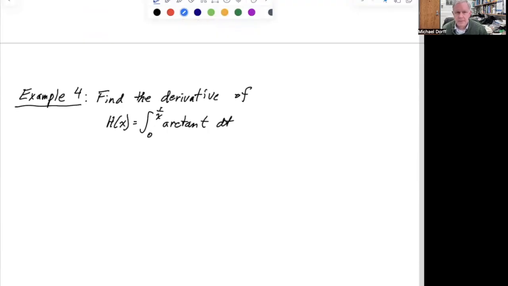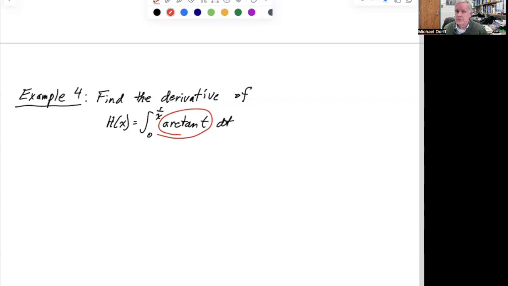Here we have my function. It's the integral from 0 to 1 over x of arctan of t dt. Some of you may look at this first and say, oh no, we've got an arctan. I don't remember any of those formulas for arctan. That's okay. You don't need to know them, because we're using the fundamental theorem of calculus part 1.